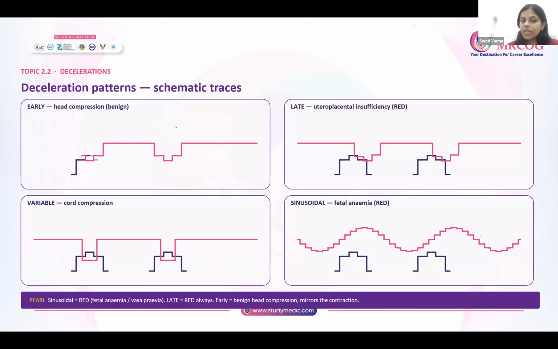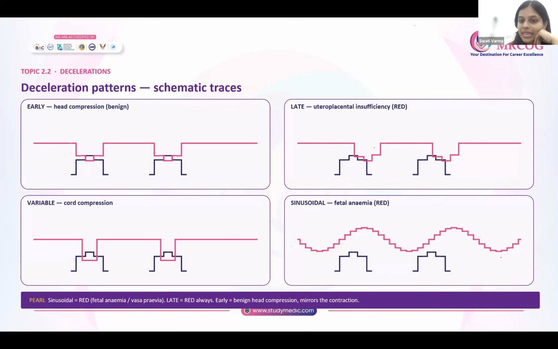Now let's have a quick look at the deceleration patterns, the schematic traces. Early deceleration is usually because of head compression, and it's benign, as we already saw. And what happens here is that the nadir of the deceleration is coinciding with the peak of the contraction.